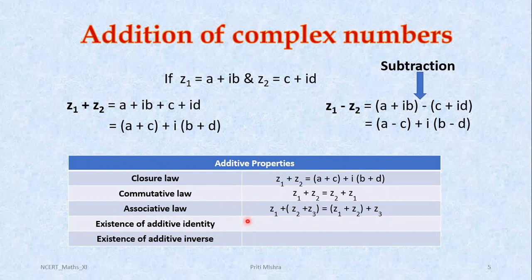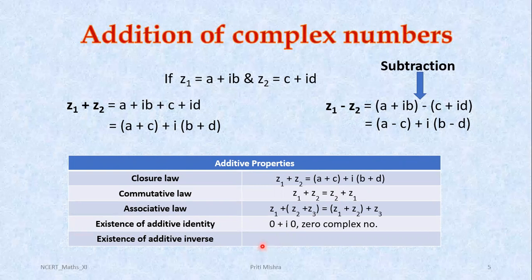Now existence of additive identity. Additive identity for the complex number, we are having 0 plus i0, which is basically the 0 complex number. As you know, for the number system, we are having additive identity 0. So just like that, for the complex numbers, we are having 0 plus i0, because we have to write it in the form of a plus ib. So this is the additive identity for the complex numbers.